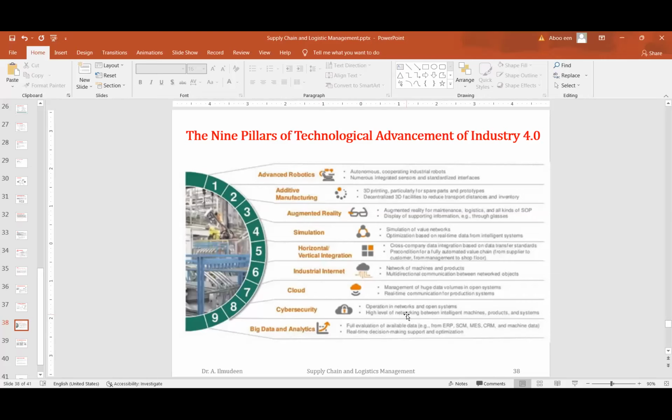Industry 4.0 related companies. Big data and analytics. This is very essential, and it plays a vital role in today's Industry 4.0 companies: full evaluation of available data from the ERP system, supply chain management system, customer relationship management system, and machine data, with real-time decision-making support and optimization. This is done by collecting data from various sources like enterprise resource planning, supply chain management systems, customer relationship management systems, and machine data.